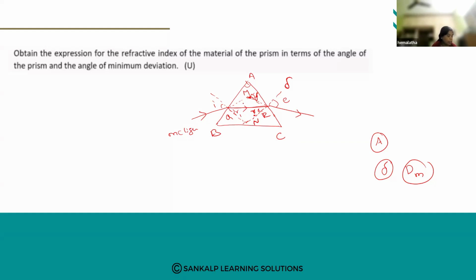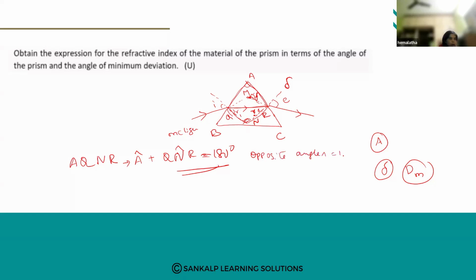You know this much. Now we have to do the derivation. Take the quadrilateral AQNR. In this case, the angle of the prism A and angle QNR must be equal to 180 degrees. So angle A plus QNR is equal to 180 degrees, because opposite angles of a quadrilateral are supplementary, meaning 180 degrees.